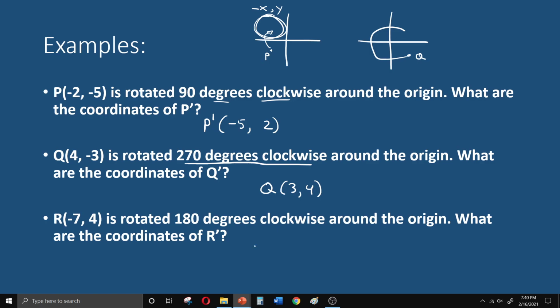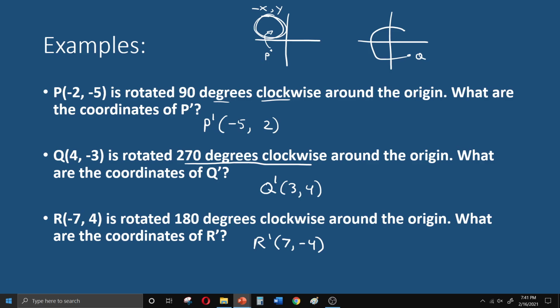And then the last one, 180 degrees clockwise. I'm not even going to draw a picture for this one because I know I simply need to change the signs on the coordinates. Oops, sorry, that should be Q prime. All right, if you can get those answers, then you understand how to do a rotation. If not, let me know.